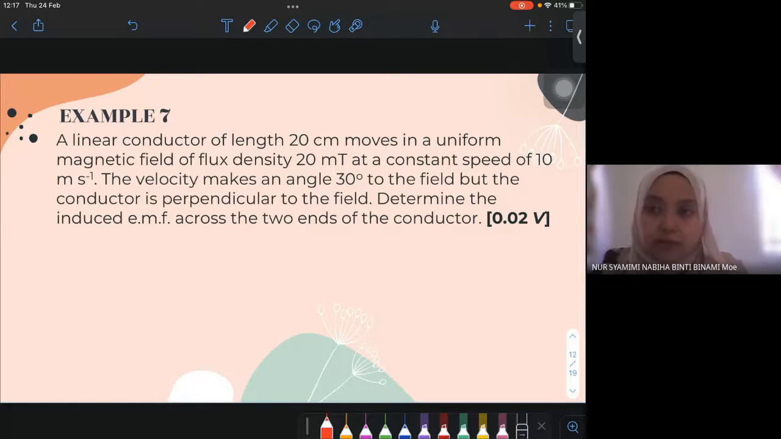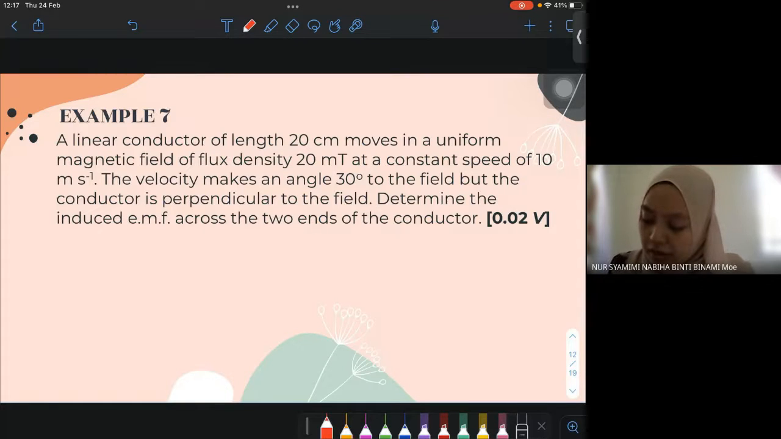Okay dah, so kita sambung dengan example 7. A linear conductor of length 20 cm moves in a uniform magnetic field of flux density 20 millitesla at a constant speed of 10 meter per second. The velocity makes an angle of 30 degree to the field, but the conductor is perpendicular to the field. Determine the induced EMF across the two ends of the conductor.